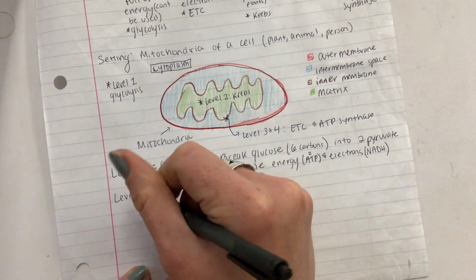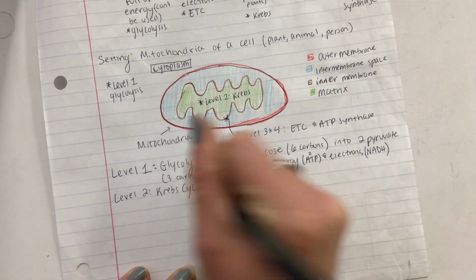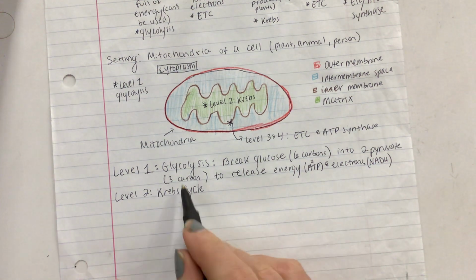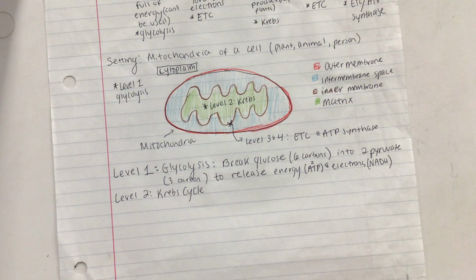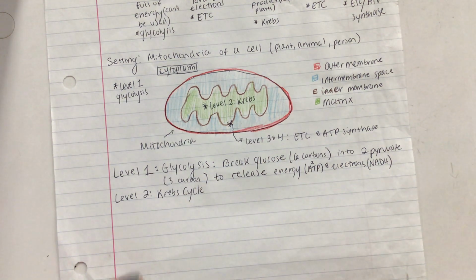Level 2 is called the Krebs cycle. Here, you have to go through a whole cycle of events, acting fast and quick to break down this 3-carbon molecule even more. Every time we break apart carbons, we release more energy, and we want to release as much energy as possible so we can convert it into ATP.